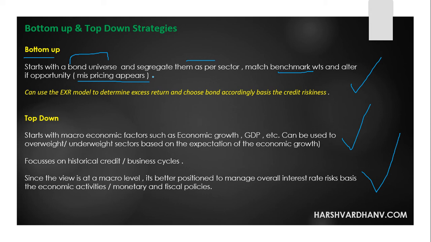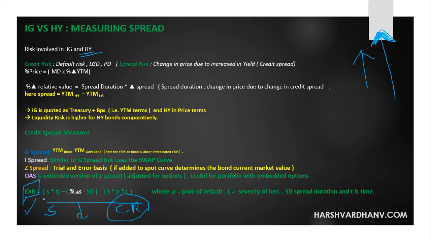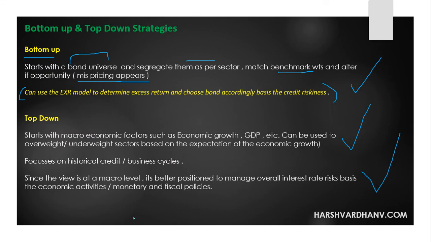So in bottom-up you start with the bonds, then maybe you categorize all your municipal bonds into one, sovereign bonds into one, and so on and so forth. You can use the EXR model, the last model that we saw, the excess return model, which is based on time, duration, and credit risk, to identify any excess return.